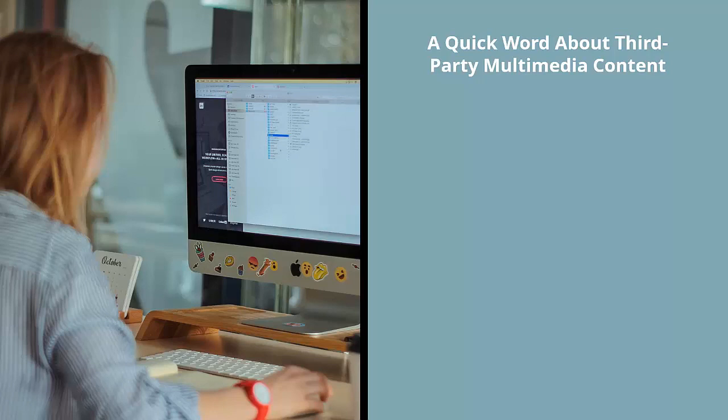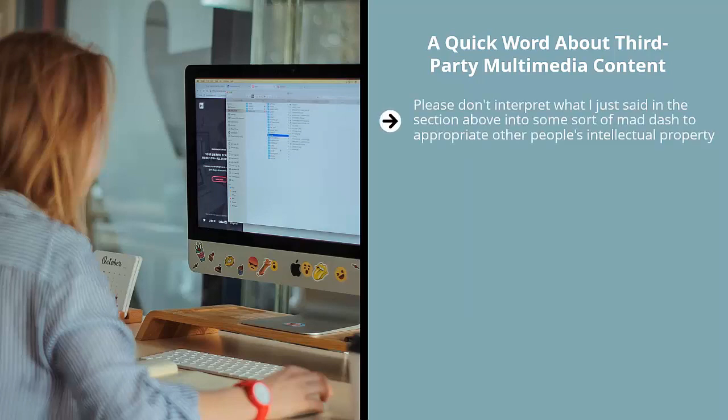A quick word about third-party multimedia content. Please don't interpret what I just said in the section above as some sort of mad dash to appropriate other people's intellectual property. You can't just take a video off YouTube and embed it in your content simply because it's related to your content's topic. That might land you in hot water.